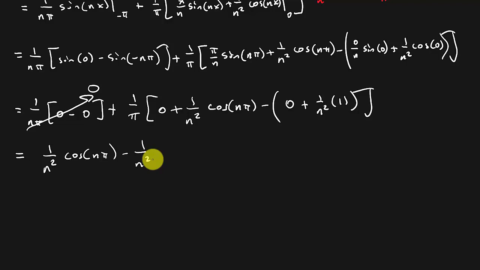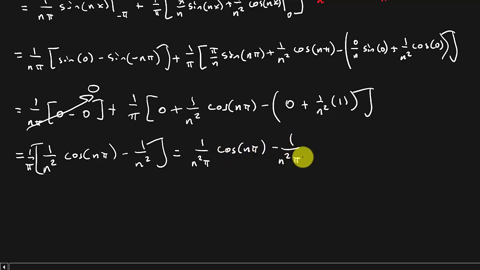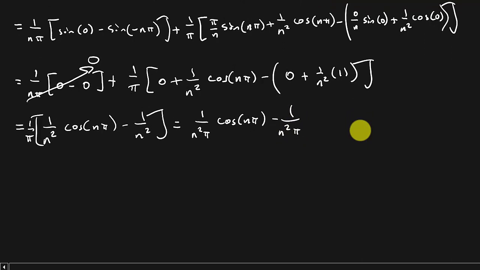Oh, goodness. Look what I left off. That should be a pi. Well, let's do this. Times 1 over pi. I just got so excited explaining all that to you, I forgot that 1 over pi. And so that's just going to be 1 over n squared pi cosine n pi minus 1 over n squared pi. And so that's it. That's a sub n.